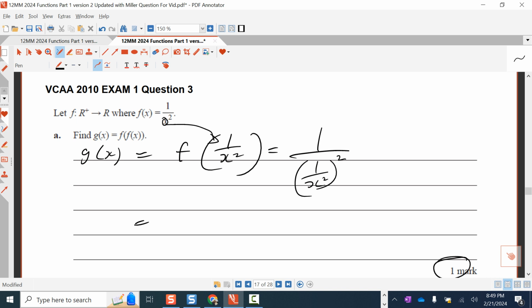Okay, we can't leave it like that even for 1 mark. This is not good enough for the answer mark. So we're going to go 1 over, well, let's actually rewrite it as 1 divided by 1 squared is 1, x squared to the 2 is x to the 4. State change, flip that thing. Means that our g of x function is x to the 4.